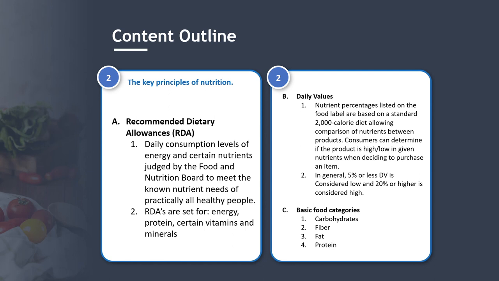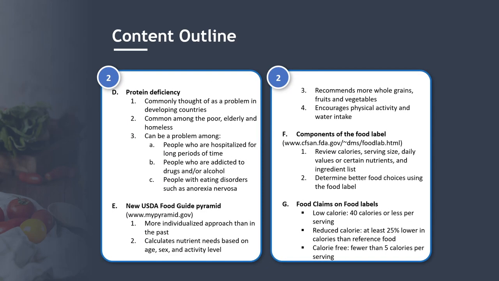The basic food categories: carbohydrates, fiber, fat, protein. Protein deficiency. Commonly thought of as a problem in developing countries. It is common among the poor, elderly, and homeless. Can be a problem among people who are hospitalized for long periods of time, people who are addicted to drugs and/or alcohol, and people with eating disorders, such as anorexia nervosa.